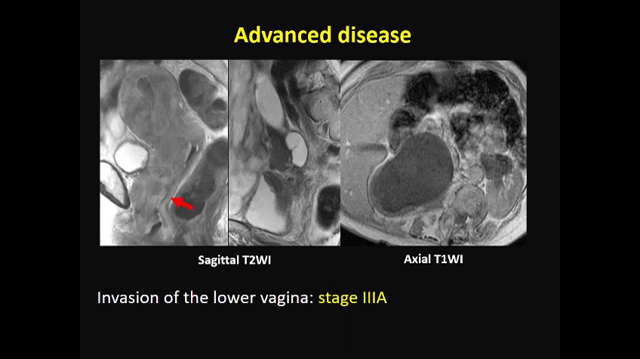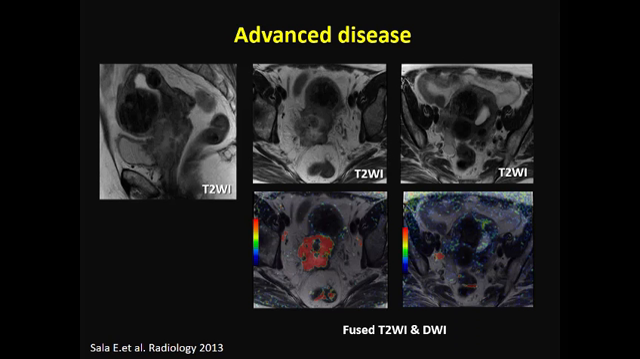But you can see here stage 3A, lower vagina. Hydronephrosis is stage 3B, and you can see there bladder invasion is stage 4A. You can combine, of course, diffusion and fuse your images. There's a small note here: you can't say much on the ADC alone or the fused images, but you go back to the T2 and you can see this node is round, and it's on the side of the parametrial invasion, which makes it highly suspicious for metastasis, and indeed it was.